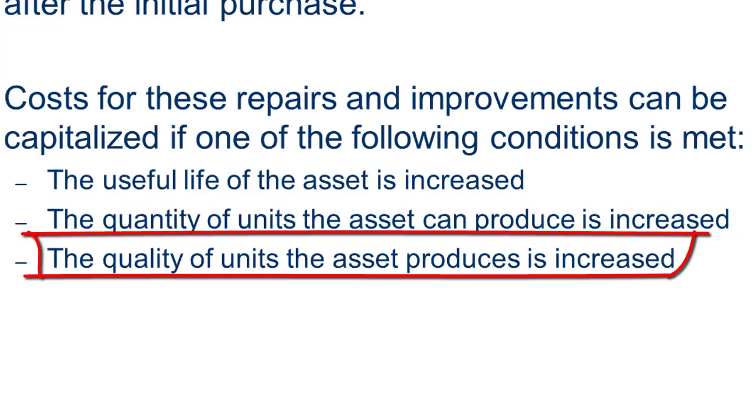The last one is I can produce better units. So if I've got an older machine and it's producing units that really are not up to par, and I'm having to throw a bunch of them away, and I do an improvement and pay some money to get new parts added or revitalize the machine, and now I'm throwing away 100 units instead of 1,000 units with every batch, then I've improved the quality and I could capitalize the cost of that repair.